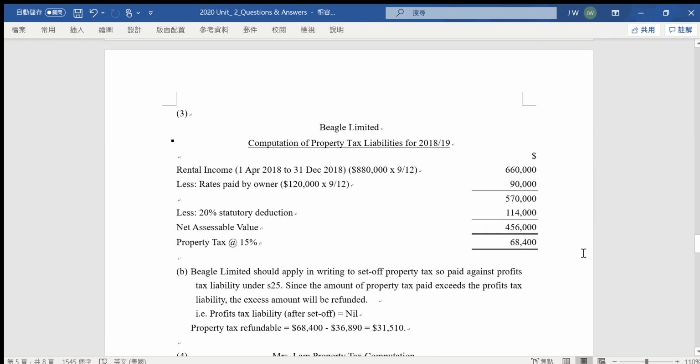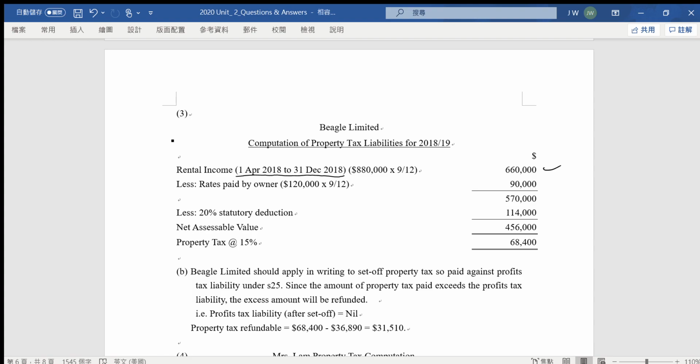Okay, for this company, you receive in total 9 months rental income in the 2018/19 year of assessment. By looking at that, the concerning period should be from 1st of April up to 31st December, and that's why the total amount of the rental income we need to apportion, and that's why 9/12 times 880,000. That's why the rental income for this year of assessment is 660,000.